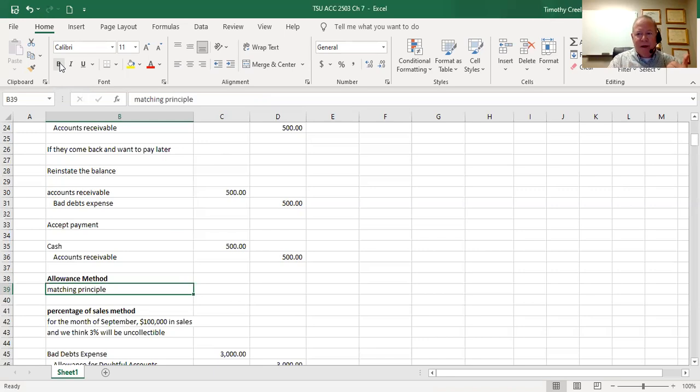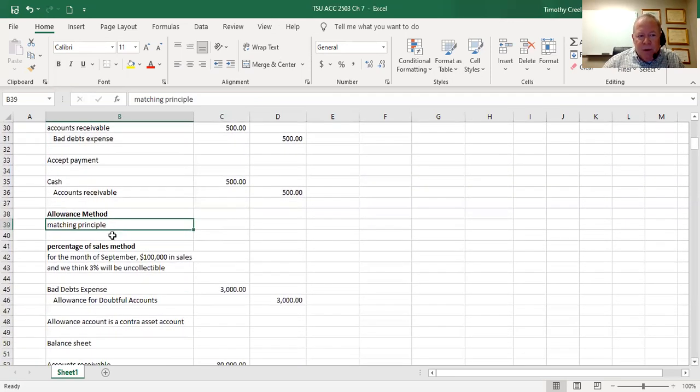Publicly traded companies are required to use it, but most large and mid-sized companies use this anyway, even if they're not required, because it is a better method. Now, there's three ways to do the allowance method. The first one would be the percentage of sales method.